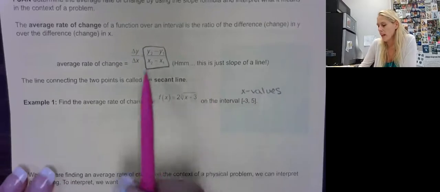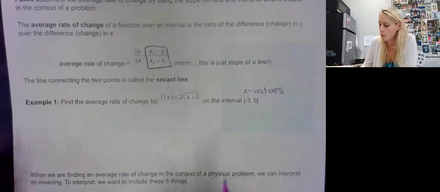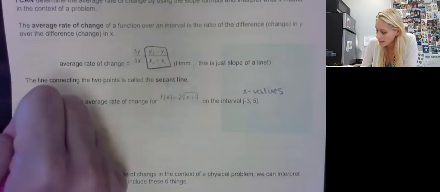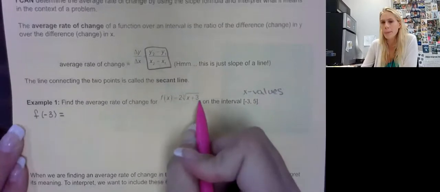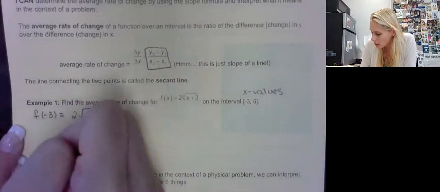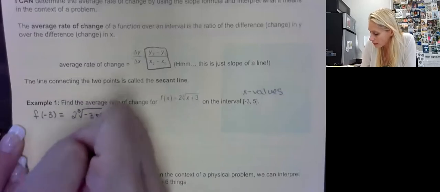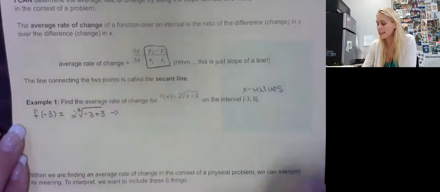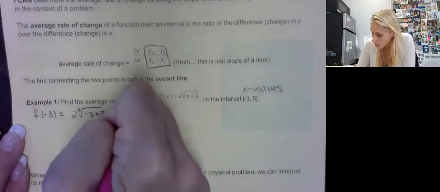So of course, when finding the average rate of change, we need y's and x's. Well, if we have x's, how can we find the y's? We can find the y's by plugging it into the function. So I'm going to plug in -3 into our function. Let me write this out so you can see it actually being done. I'm going to plug in the -3 into the x. And what do you know? -3 plus 3 is 0. The cube root of 0 is 0. 0 times 2 is 0.